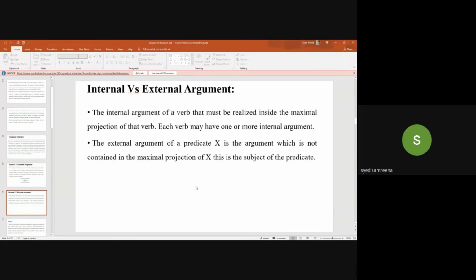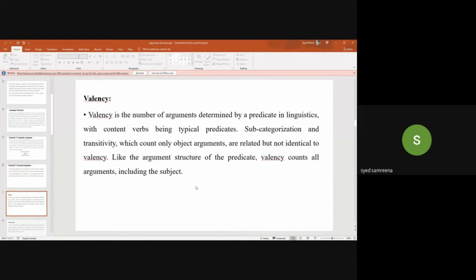Internal versus external argument. The internal argument of a verb must be realized inside the maximal projection of that verb. Each verb may have one or more internal arguments. The external argument of a predicate X is the argument which is not contained in the maximal projection of X. This is the subject of the predicate.